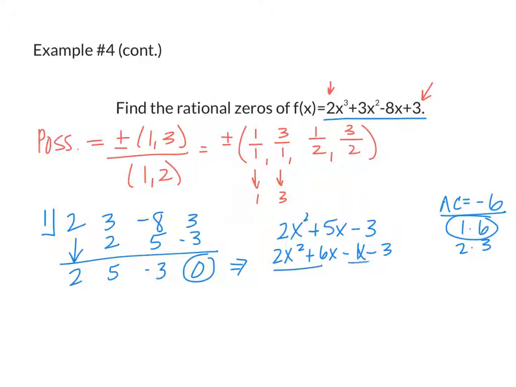Okay, if we group the first two and the last two, 2x can come out. We're left with x plus 3. If I take a -1 out, we're also left with x plus 3. So our final answer is 2x minus 1 and x plus 3.